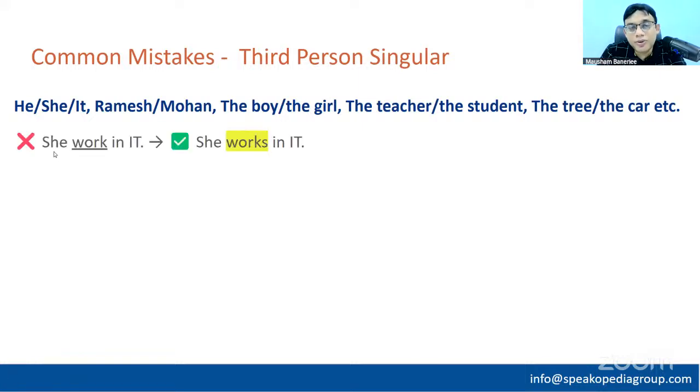She is a third person singular number. If I write or if I say "she work in IT," it is wrong. For third person singular number, you have to use S or ES with the verb. So it becomes "she works in IT." I work in IT, you work in IT, they work in IT. It is correct. But "she work in IT" is wrong. She is third person singular number. She works in IT. Remember this. This is an exception. You have to keep this in mind.